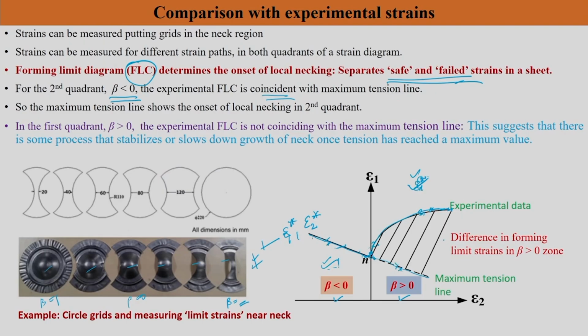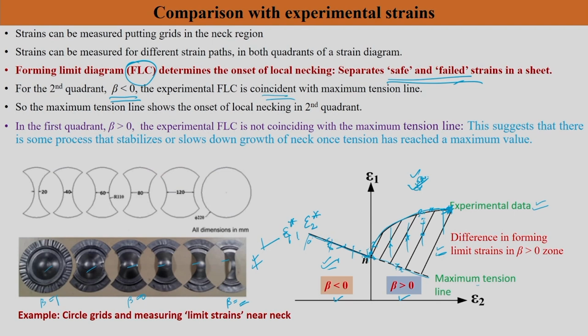But on the right hand side, beta greater than 0, you see there is a significant difference between your experimental data and your maximum tension line. Your forming limit curve from experiment does not coincide with the maximum tension line that you get from the previous theory. Why? Something is happening to the growth of the neck which is not observed at other beta values until now. If you pick the right hand side quadrant, let us say beta is equal to 1, the forming limit curve would be somewhere here.